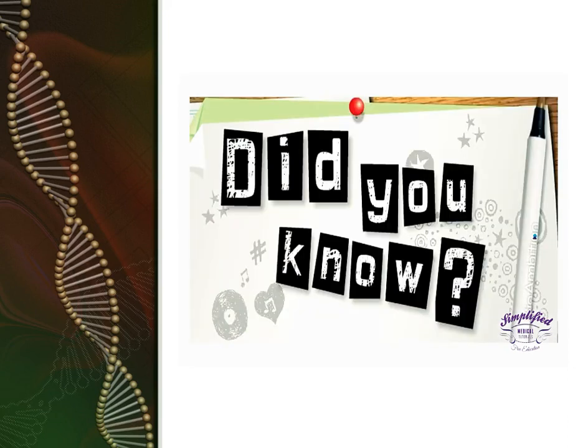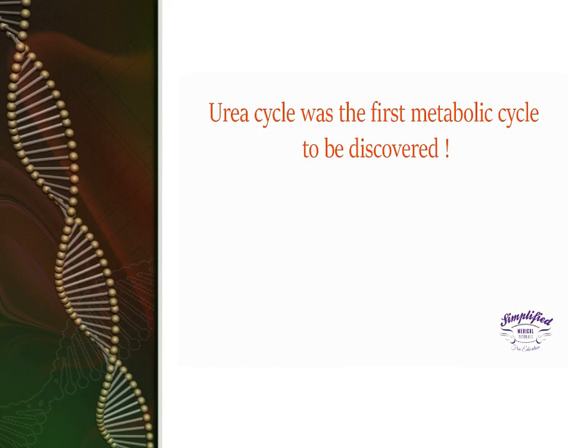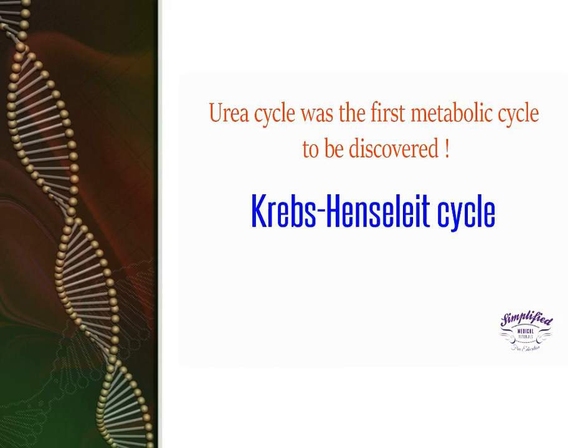And by the way, did you know that the urea cycle was the first metabolic cycle to be discovered? It is known as the Krebs-Henseleit cycle, named after the scientists. As ornithine is the first member of the reaction sequence, it is also called the ornithine cycle.